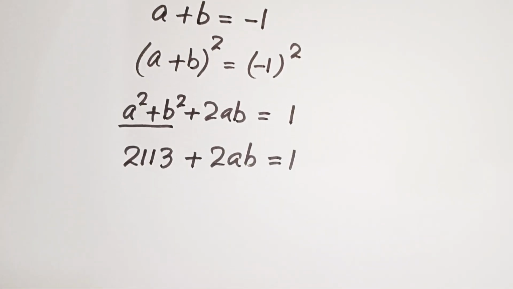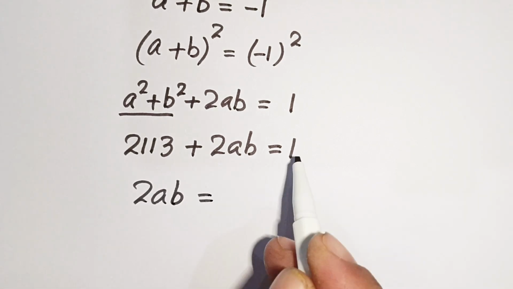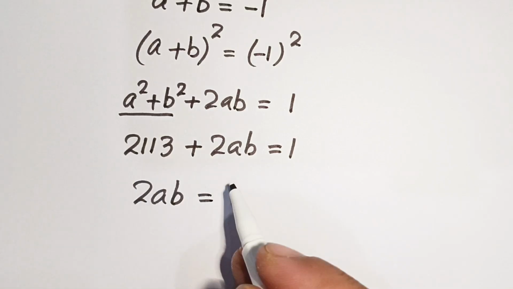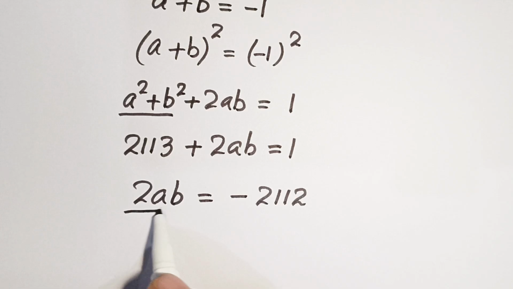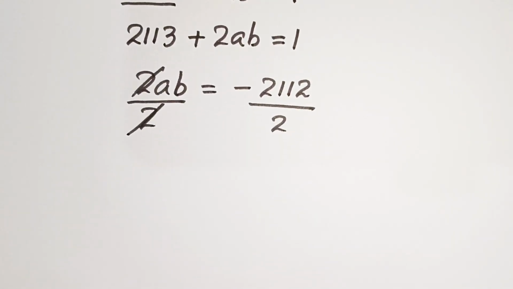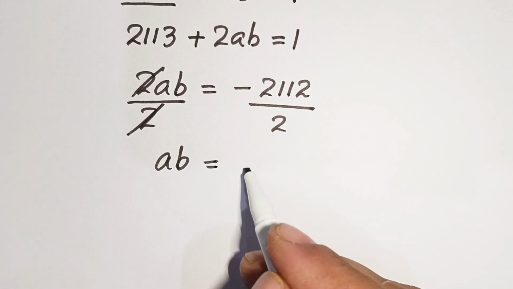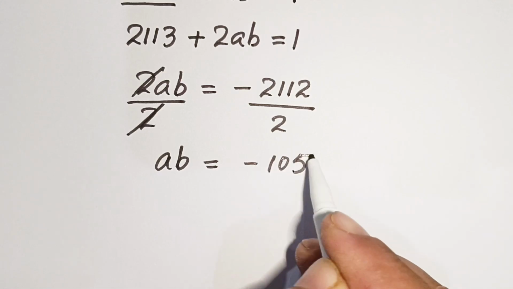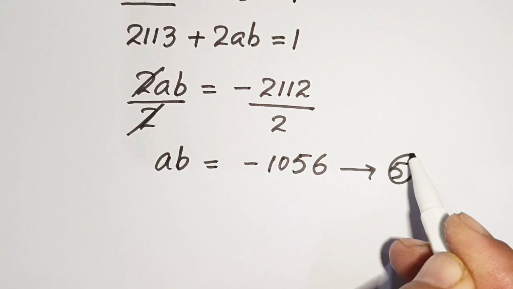Now shifting 2113 to our right hand side, then we have 2ab is equal to 1 minus 2113. So we get minus 2112. Now if we divide both sides by 2, cancelling 2 with 2, we have the value of ab equal to minus 1056. So let's say it is our equation 5.